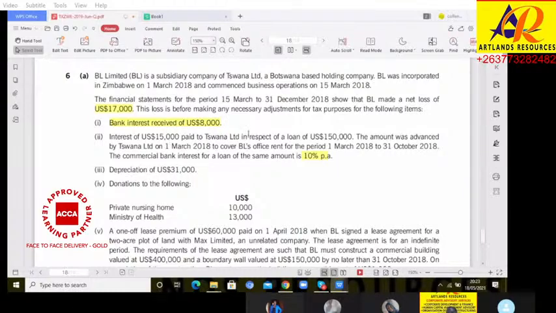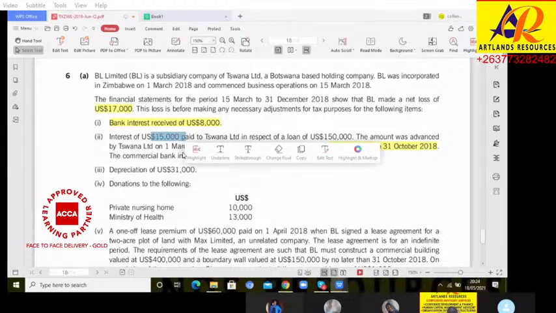You deducted interest of 15,000, but it was to cover rent from 1 March to 31 October. So the only portion of the interest which is allowable as a deduction is the interest which was paid to cover rent. So rent was March, April, May, June, July, August, September, October. So we had 8 months. If you want to find how much is allowable interest in the 15, you say 10% of 150, which is 15, multiplied by 8 months. So it's 15,000 multiplied by 8 over 12. So in the interest of 15,000, only 10,000 is allowable. It means the other 5,000 you add back. The other 5,000 is prohibited.